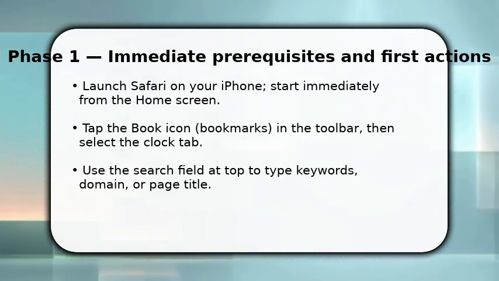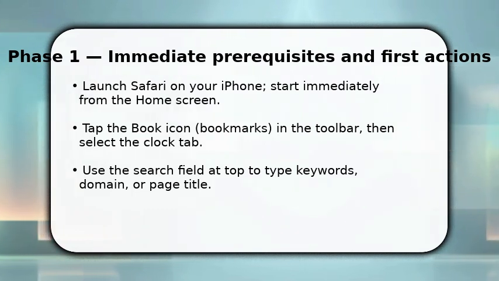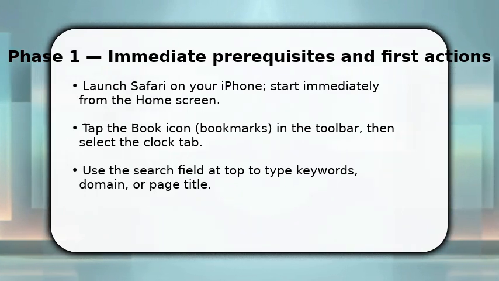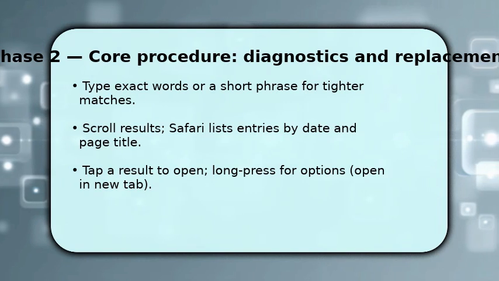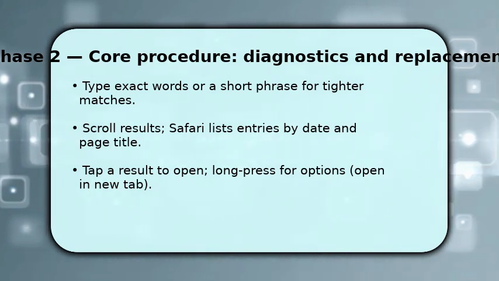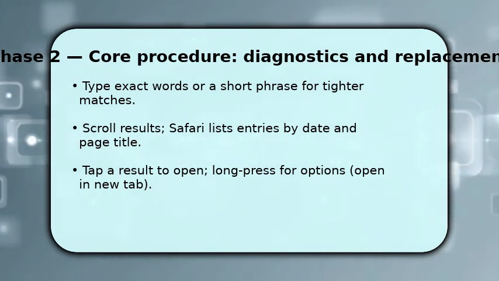Make sure you aren't in private browsing, because private mode won't keep history. If you see nothing, check that you're on the correct device and account. Once you've typed search terms, scan the return list. Safari orders results by date and shows page titles and sites, so you can quickly spot the right entry.